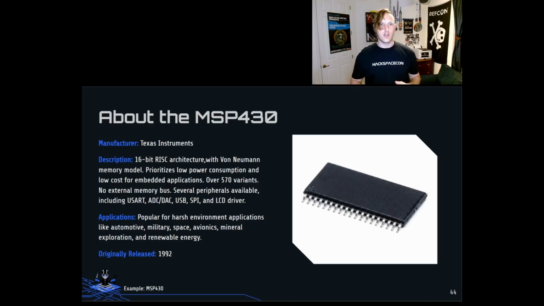Its key characteristics are that it really prioritized low power consumption and low cost, and was really popular for harsh environment applications. For example, Planetary Resources is a company that said that the MSP430 microcontroller is a key element of our spacecraft avionics architecture. Its extremely low power requirements make it very well suited to the spacecraft environment. There are over 570 variants of the MSP430 with different types of peripherals and different sizes of memory, and it's been used in a variety of areas and industries, including automotive, military, space, renewable energy, and other things.